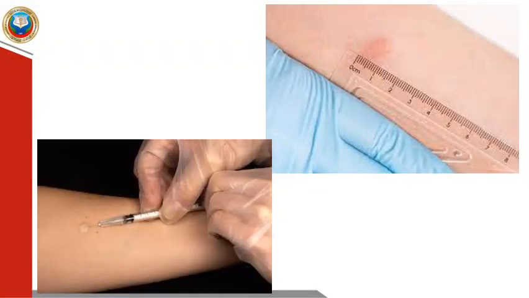This shows what is called tuberculin test. Tuberculin test, when we take part of tuberculous antigen and inject it inside the dermal tissue. It is an example of type 4 hypersensitivity reaction, what is called cell-mediated hypersensitivity reaction.